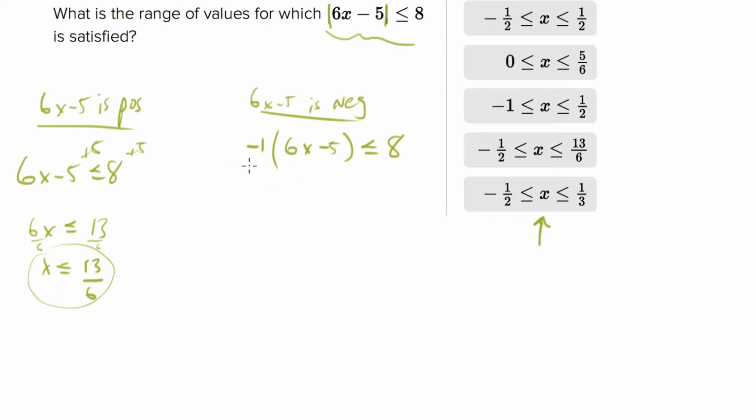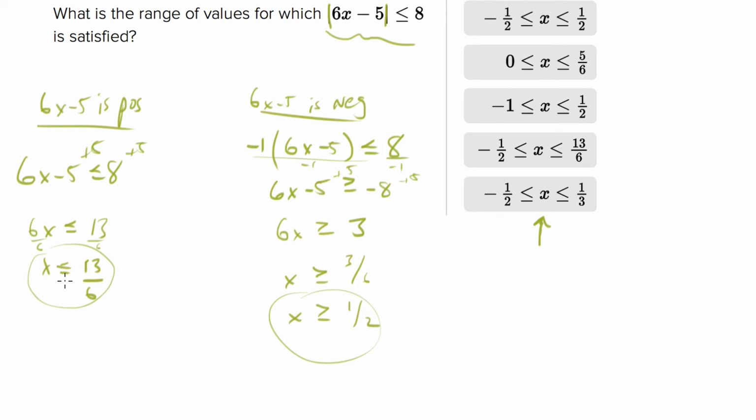Now we can solve this. So let's divide by that -1, and remember that when you're dealing with an inequality, if you divide both sides by a negative number, you have to flip the sign. So we'll end up with a greater than or equal to -8, so 6x is greater than or equal to, add 5 to both sides, greater than or equal to 3, and x is greater than or equal to 3 over 6, which is the same as x is greater than or equal to 1/2.